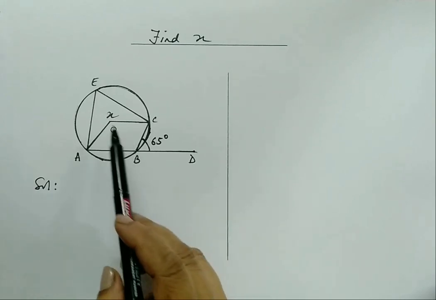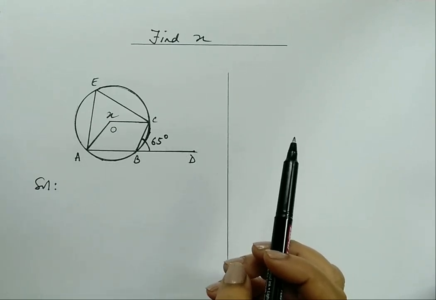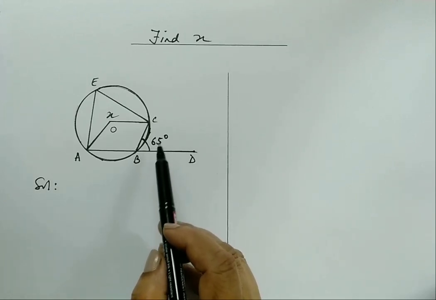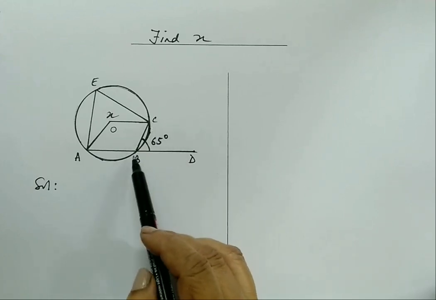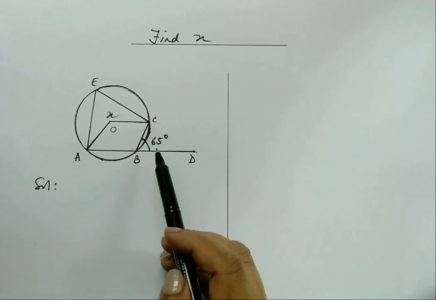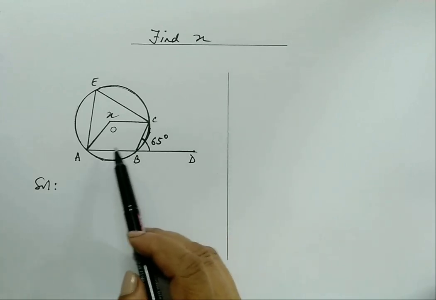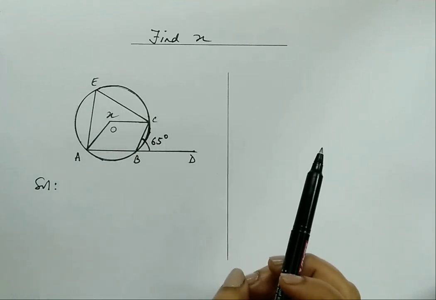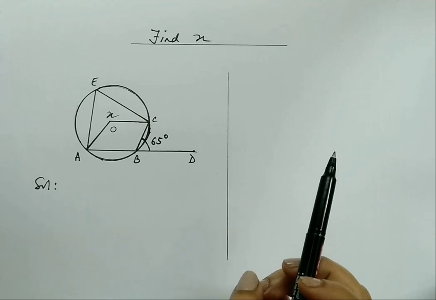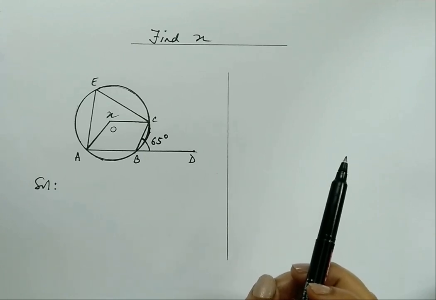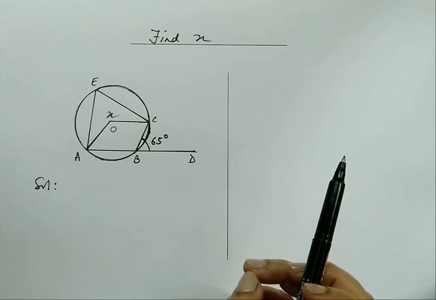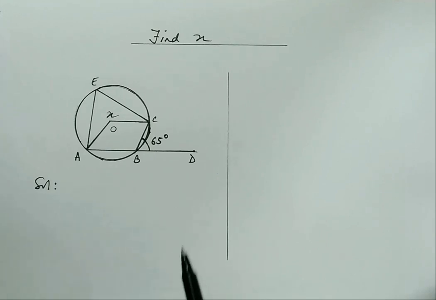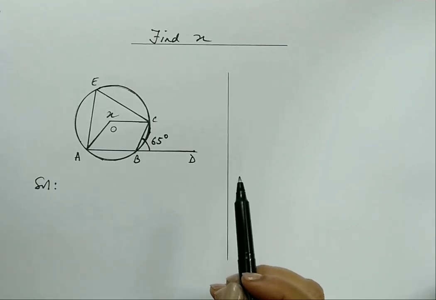What do we see in the figure? What we can see in the figure is that 65 degrees is meant for angle CBD. Now, we ought to be using this information to reach our goal, that is finding the value of x. How should we proceed? Guys, you must have done circle theorems, formulas, or rules related to it. So let us see what we can do with this.